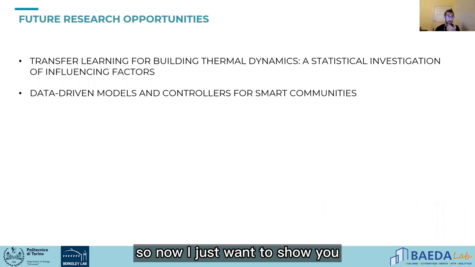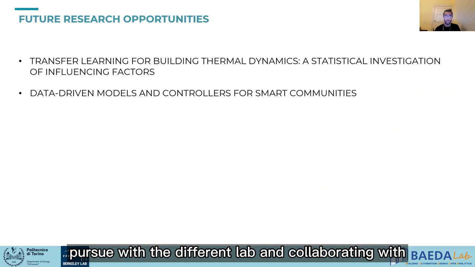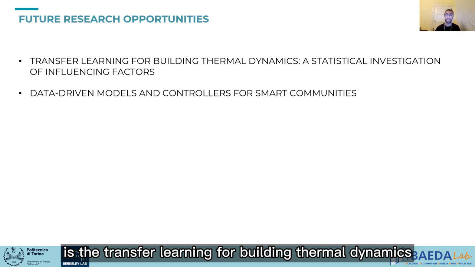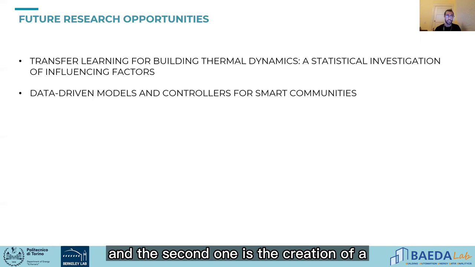So now I just want to show you some of the future research opportunities that we are trying to pursue with the different labs we are collaborating with. The first one is transfer learning for building thermal dynamics, a statistical investigation on influencing factors. And the second one is the creation of a framework that introduces data-driven models and controllers for smart communities.